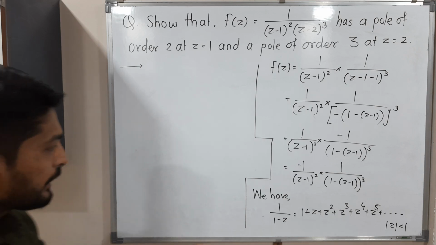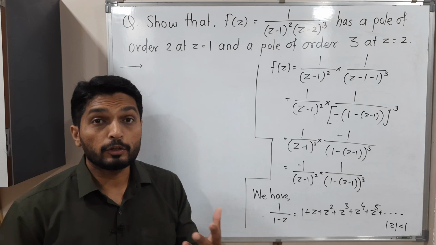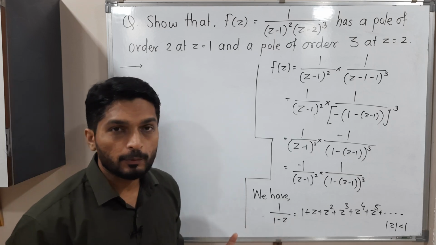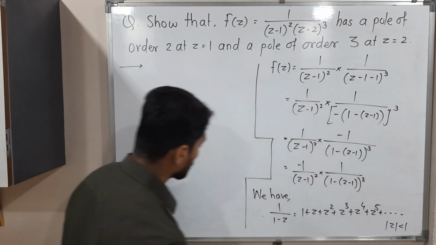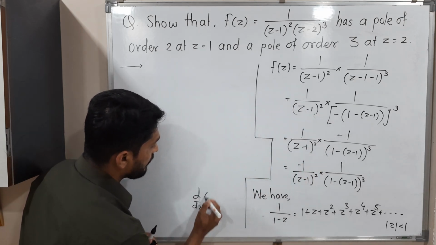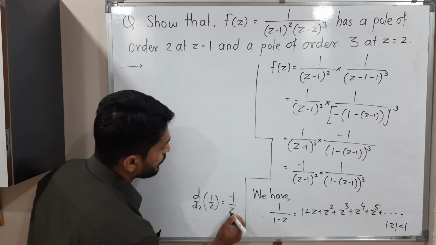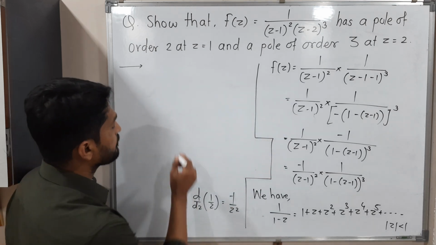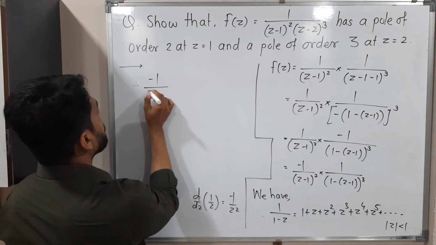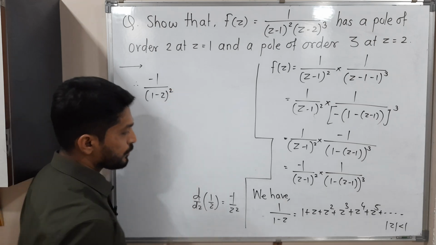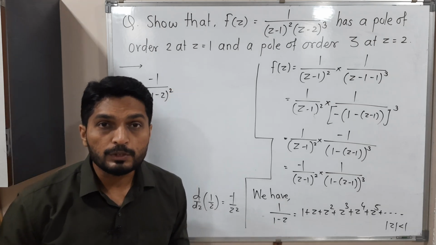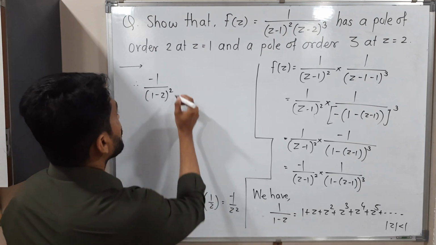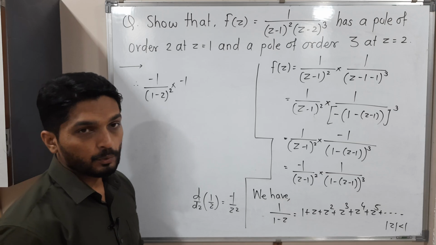See, actually we have 1 upon 1 minus z, but we want bracket cube. What will I do? I will take the derivative of both sides. Let us see what will happen. You know the derivative of 1 by z is minus 1 upon z square. So the same formula I am using here. If I take the derivative, it will be minus 1 upon (1 minus z) bracket square. But by chain rule, we are supposed to take the derivative of this 1 minus z again, which will be minus 1. So into minus 1 by chain rule.